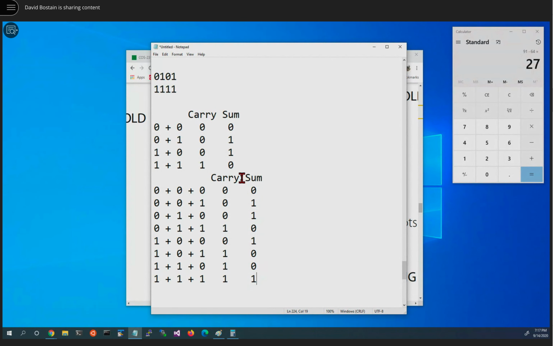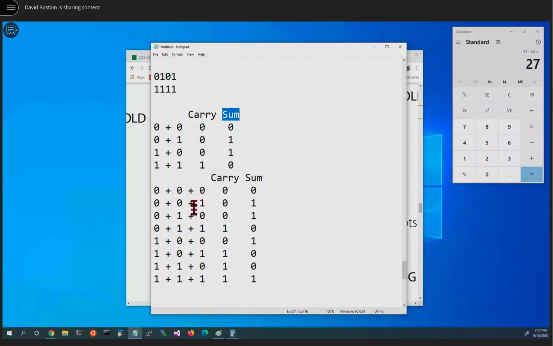So when we do addition, we have these cases. Notice in the rightmost column, we only have four things that can happen. In the other columns, we have eight things that can happen. We'll learn later that we can implement this function. This carry function is simply an AND of those inputs. The sum here is just simply an exclusive OR of the inputs.